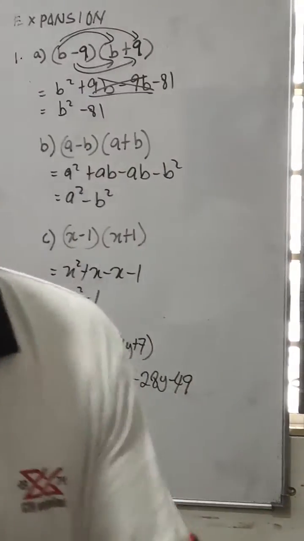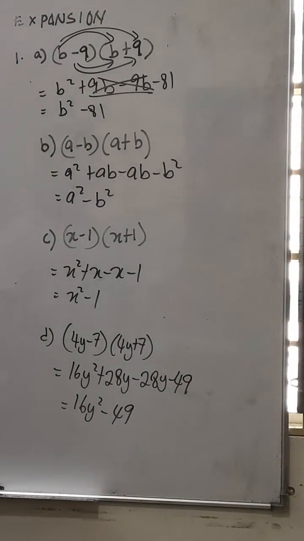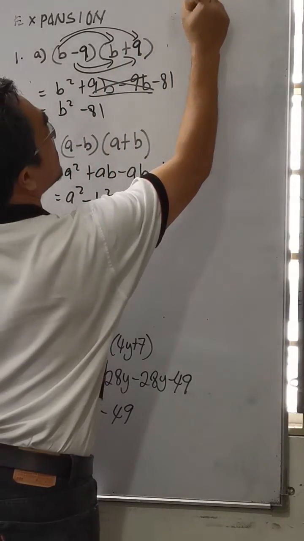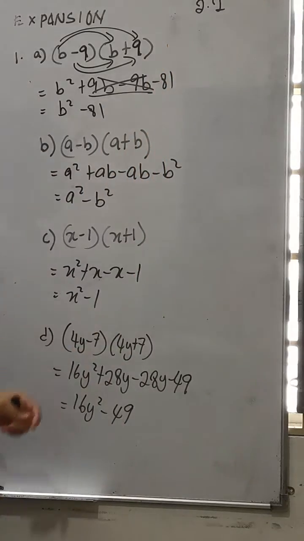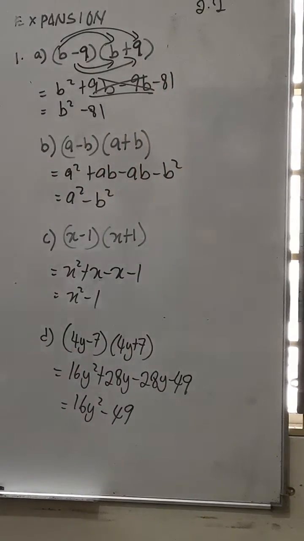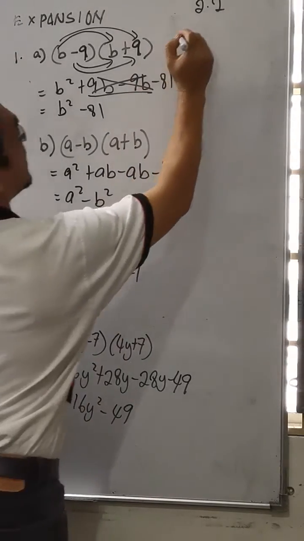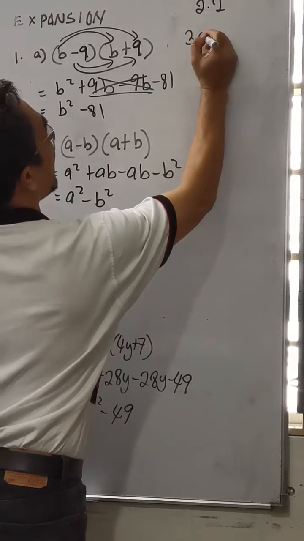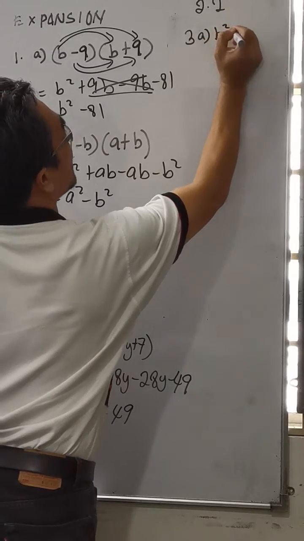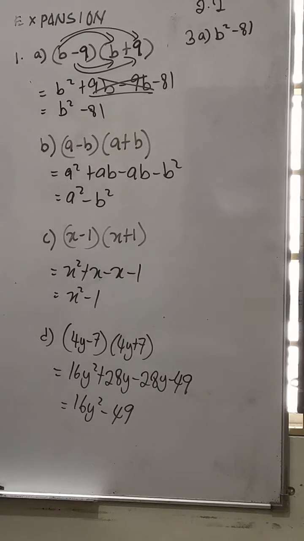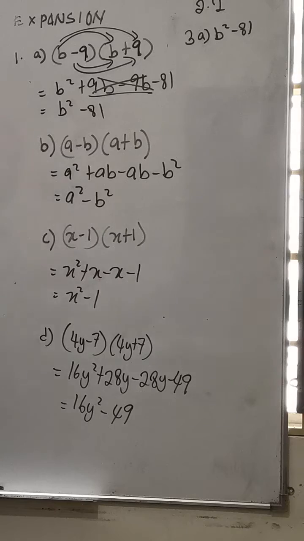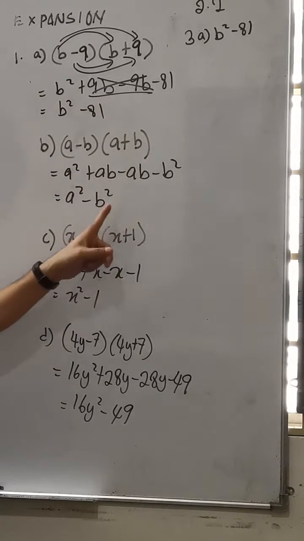from the textbook. This is actually 2.2. The question is, is it number 2? No, it's number 3. Okay, number 3a, the question is b squared minus 81. So I want to show you how to do factorization for this pattern. Okay? So the concept is, let me start with this one.